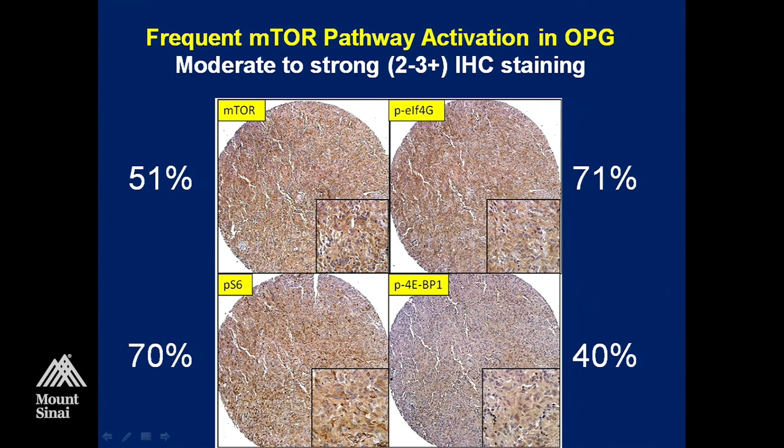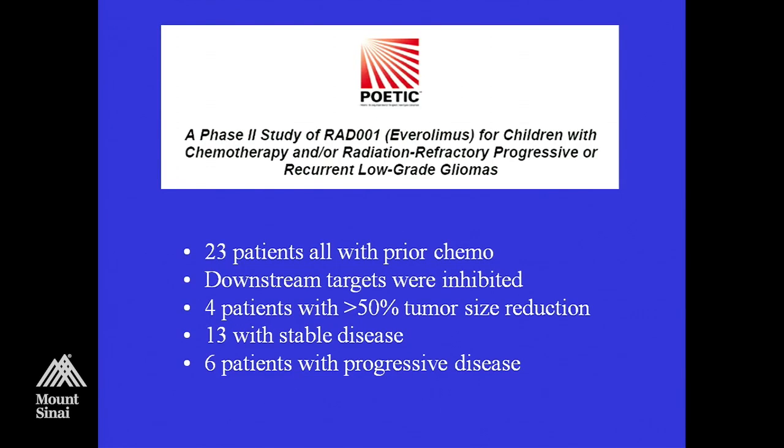Here's some data from our primary optic nerve glioma series where Fausto Rodriguez had stained for a number of markers of mTOR pathway activity, and you can see in these primary optic nerve gliomas, there's a fairly high percentage of them that are expressing immunohistological markers of pathway activity. This is probably the largest trial to date. It's closed. These data are from a published abstract from Snow a few years ago.